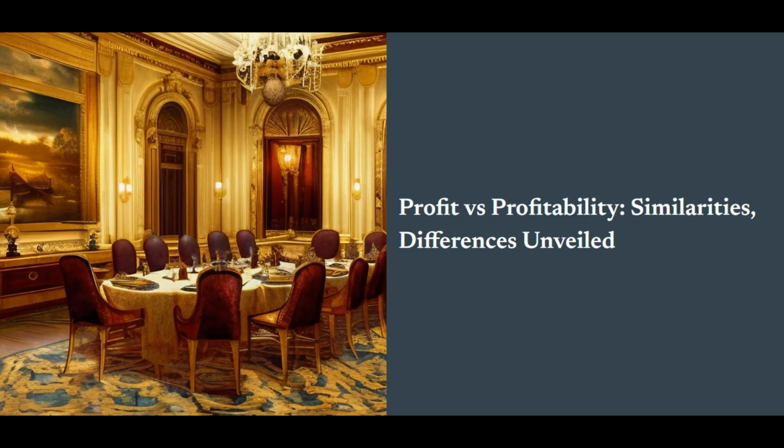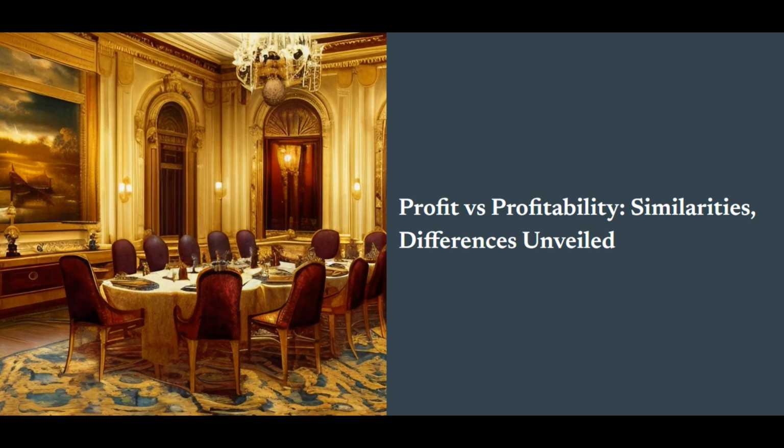Now, let's talk about the differences between profitability and profit. Profitability is a measure of efficiency and sustainability. It tells you how well you're managing your resources over time. Profit, on the other hand, is an absolute figure. It tells you how much money you have left after expenses in a specific period. A company could have high profits one quarter and low profits the next, but if it maintains a consistent profitability ratio, it's likely on solid ground.